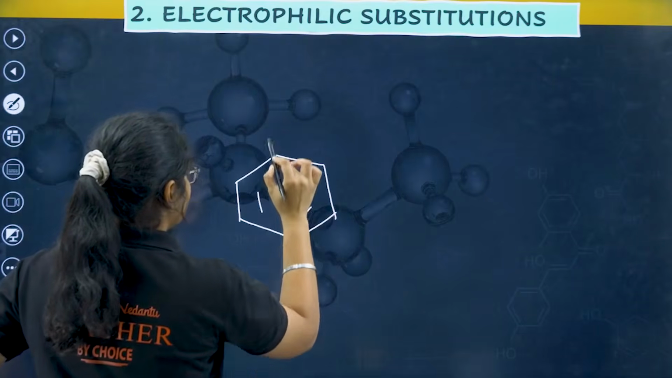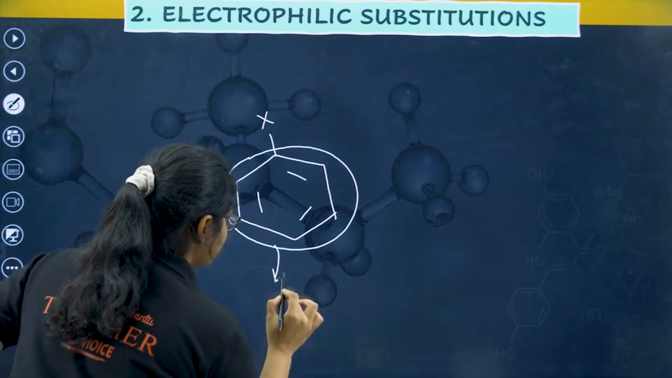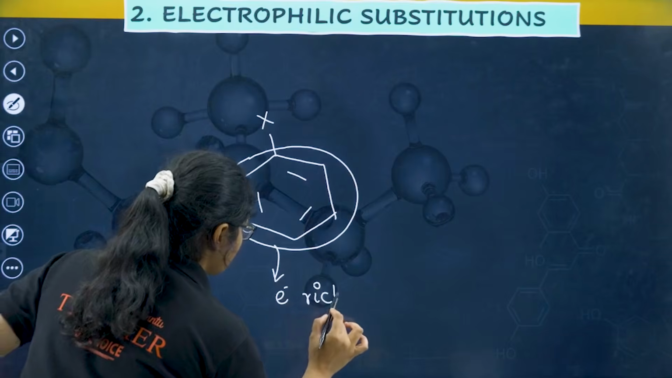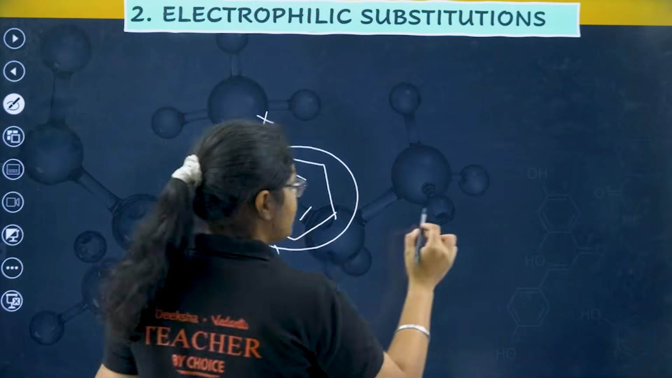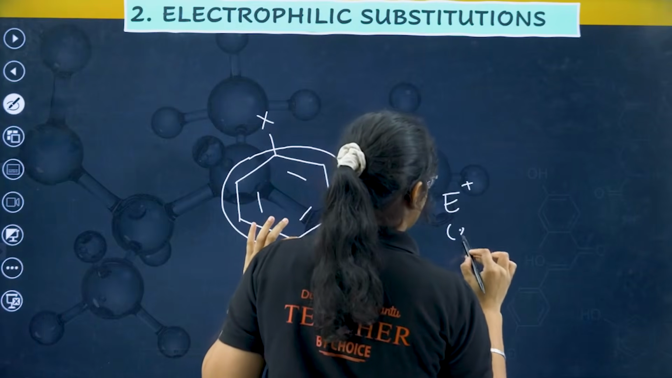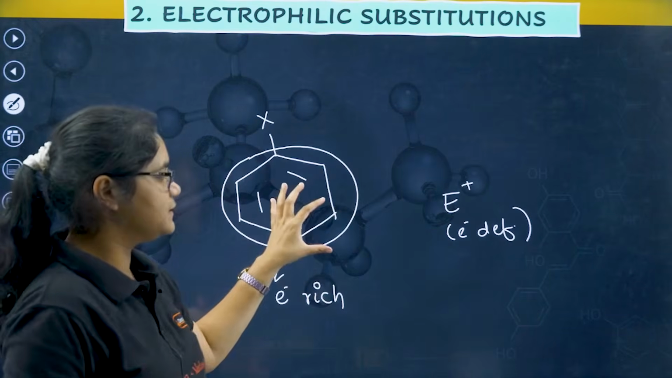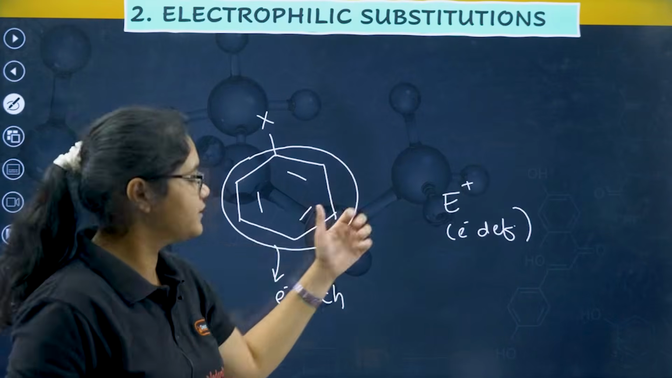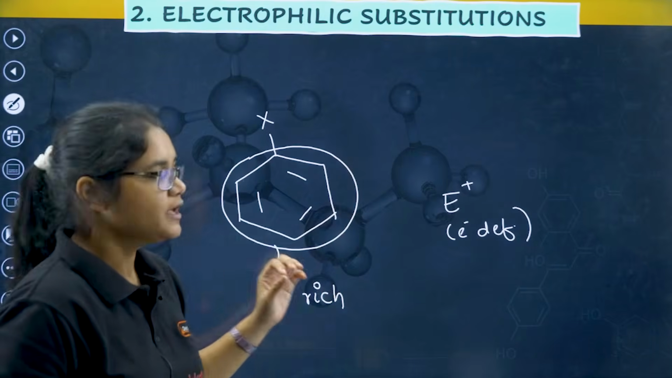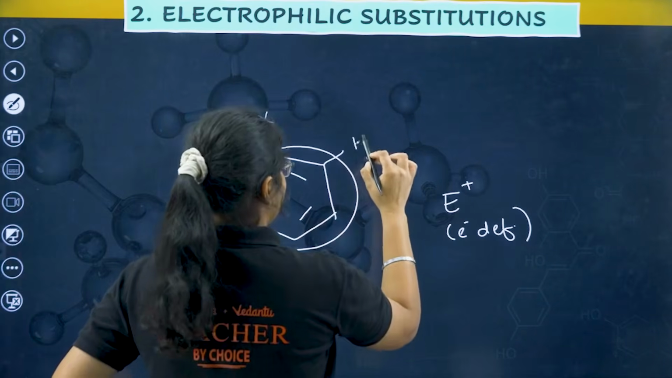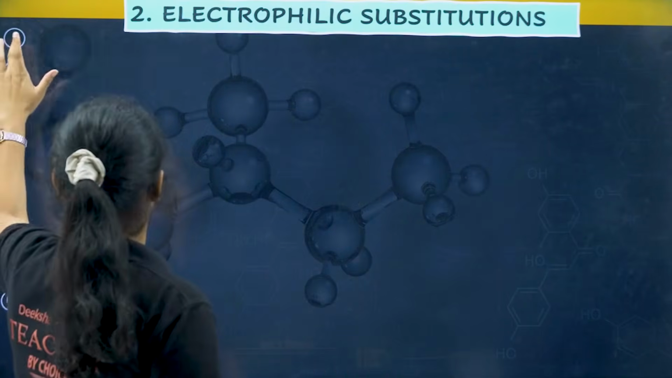I have told you that this ring itself is electron rich. Why? Because in the benzene ring there is an electron cloud, so this is electron rich. So this can easily react with electrophiles, which are electron deficient, right? That is why all the haloarenes will show electrophilic substitution reactions. So here what will happen? Any of the H will be replaced by this electrophile. Okay, so we will see what all reactions it can show.